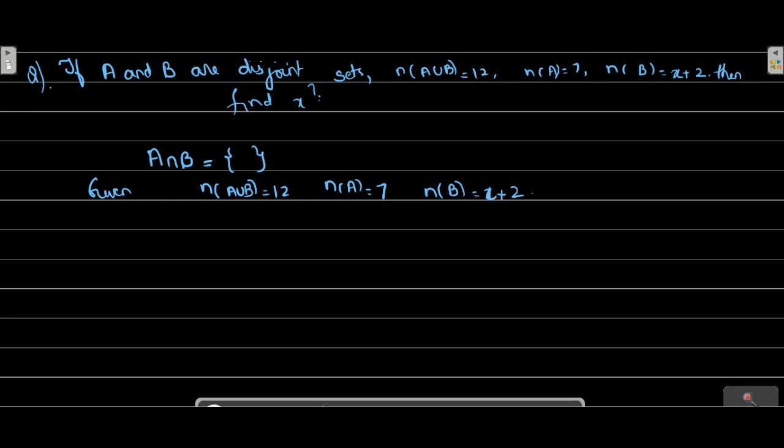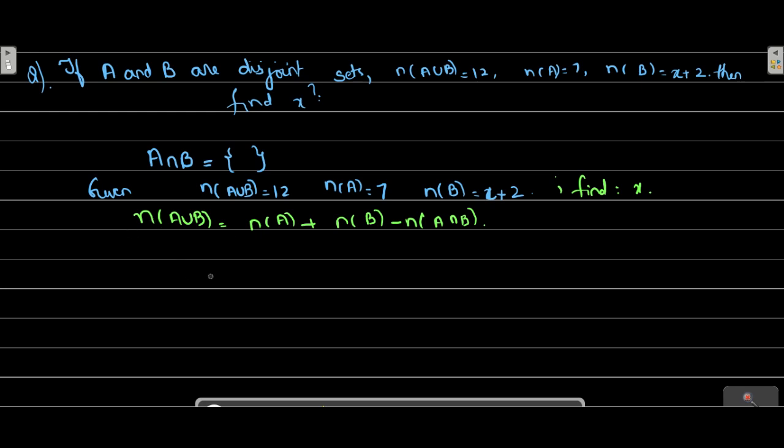But we know that N of A union B is equal to, what do we have to find? Find x. N of A union B is equal to N of A plus N of B minus N of A intersection B. In order to understand this more clearly, you can take sets and find these and you can verify as well.